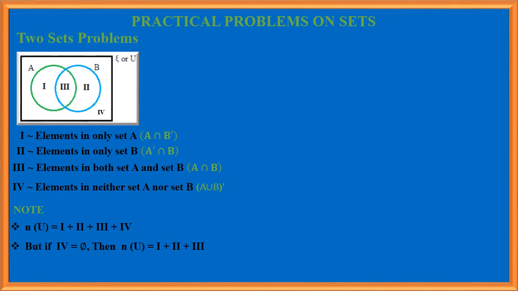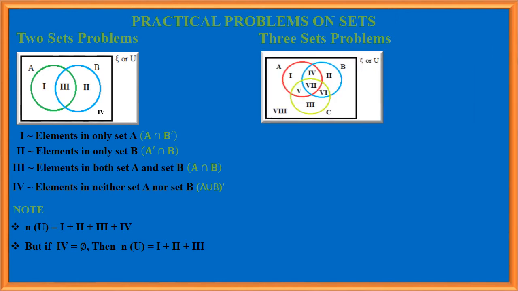This concerns two sets problems. Now let's look at when we have three sets problems. Three sets problems means we should have three circles in a rectangle. So we'll have this particular diagram. We have the red circle which represents our set A, the blue representing our set B, and the green representing our set C, whilst the rectangle here represents our universal set.